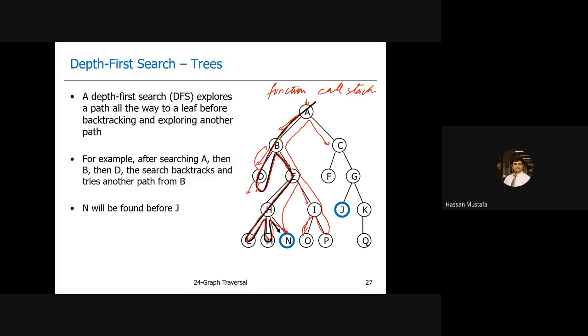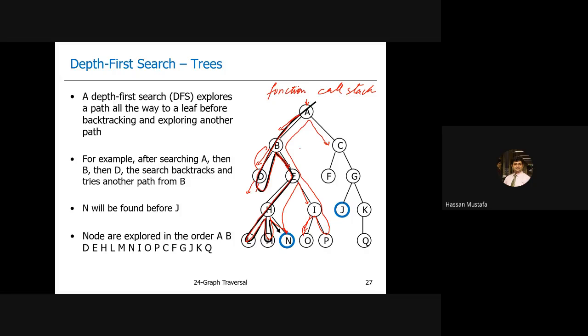So that's simply like calling a function. I call a function A, it calls function B, which calls function D. Function D terminates, it moves back to function B, which calls another function E. So that's just like a function call, and the function calls may be recursive functions. Okay, so that's the way in which depth first search works.